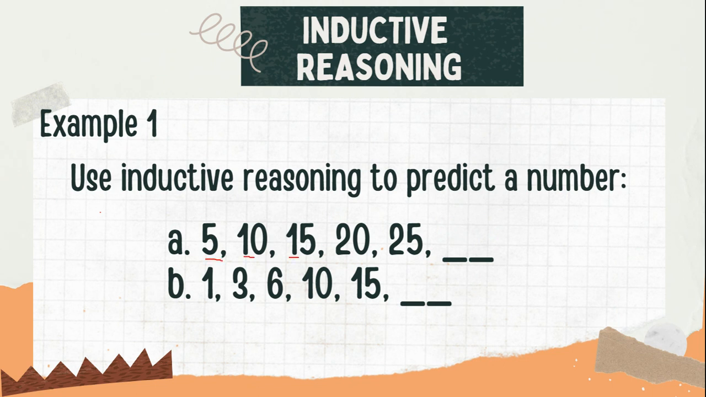Let's have example 1, use inductive reasoning to predict a number. So 5, 10, 15, 20, 25. So yun ra kay add 5 lang. 30, 35, and 40. So in the next example, medyo tricky siya.